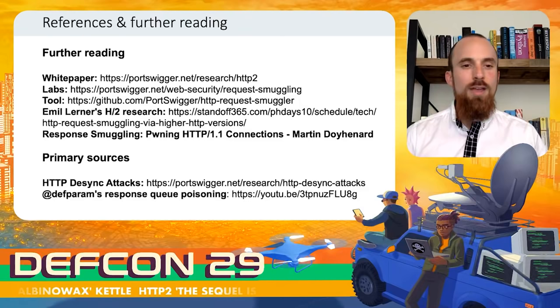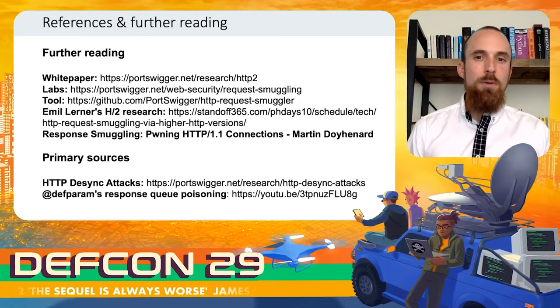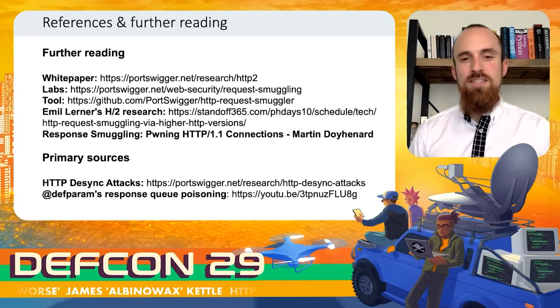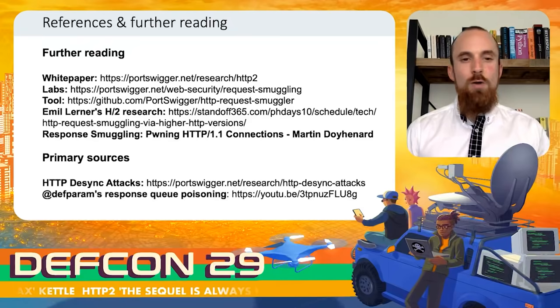Also, it's probably worth checking out Emil Lerner's presentation on HTTP2 for a different perspective on the same topic. And I highly recommend also watching Response Smuggling: Pwning HTTP 1.1 Connections, which is another DEFCON presentation, and it introduces some new request smuggling exploitation techniques which should be completely compatible with HTTP2 downgrade-based desynchronization. As far as primary sources go, this is mostly based on my prior work HTTP desync attacks, but if you want a significantly better explanation of response queue poisoning, check out defparam's presentation on YouTube.